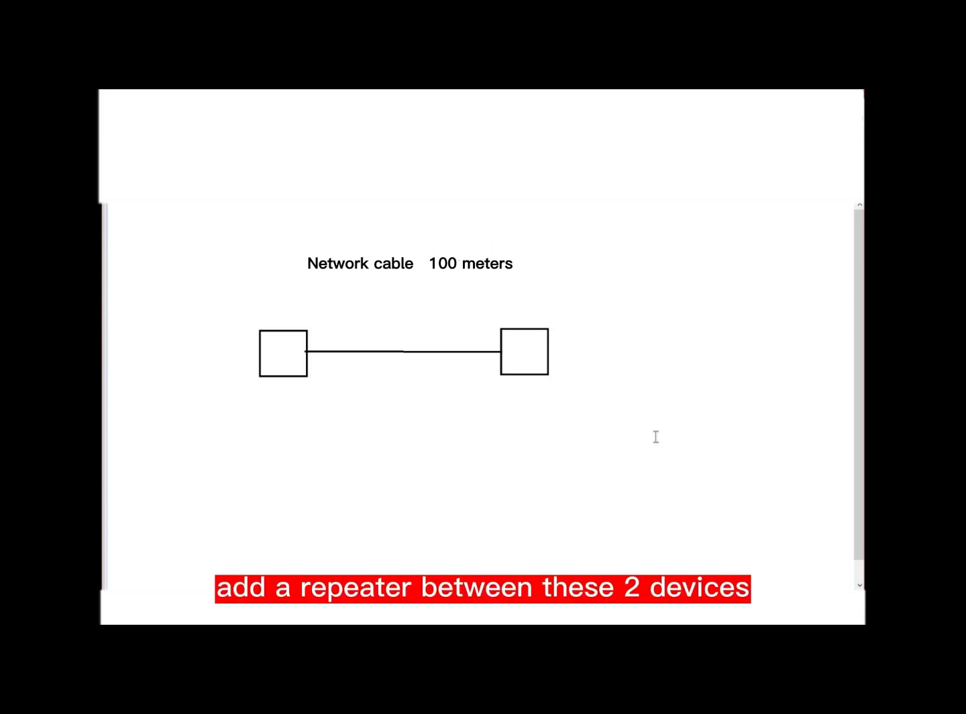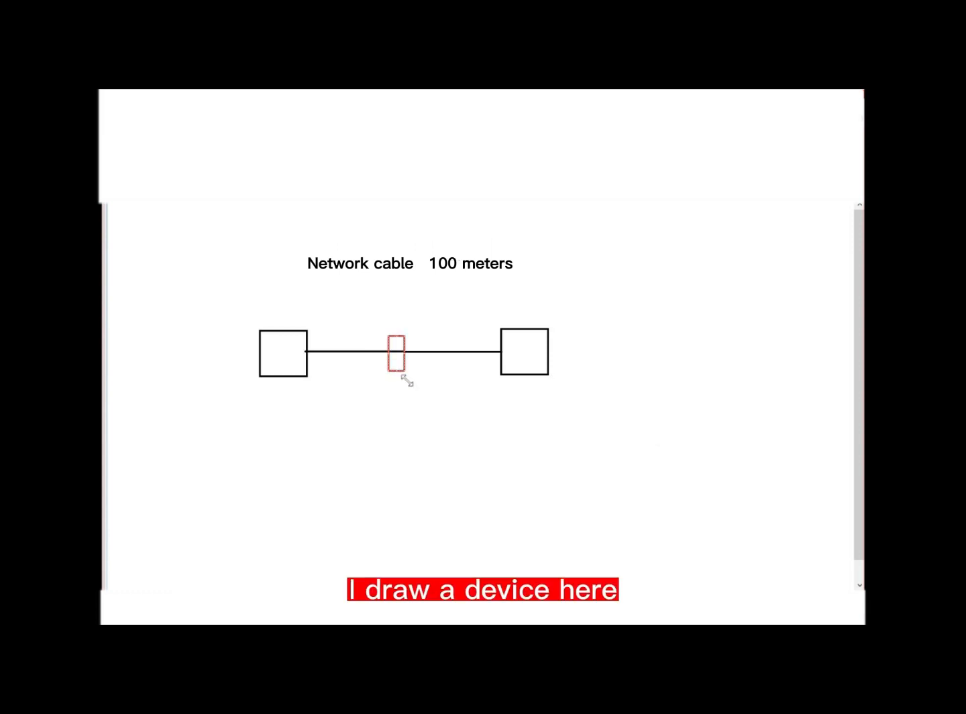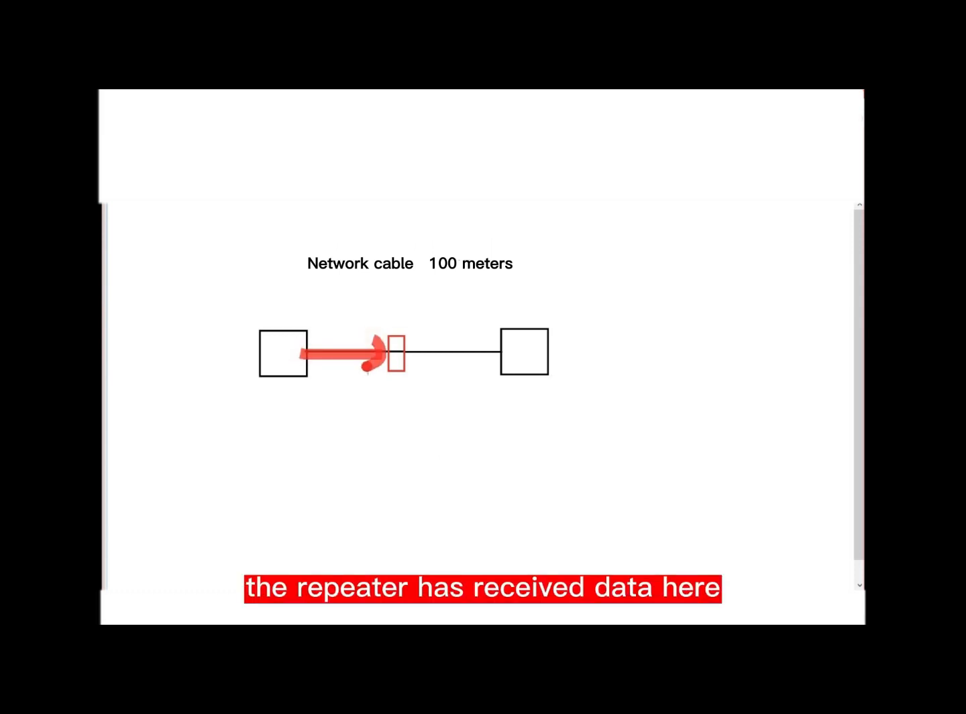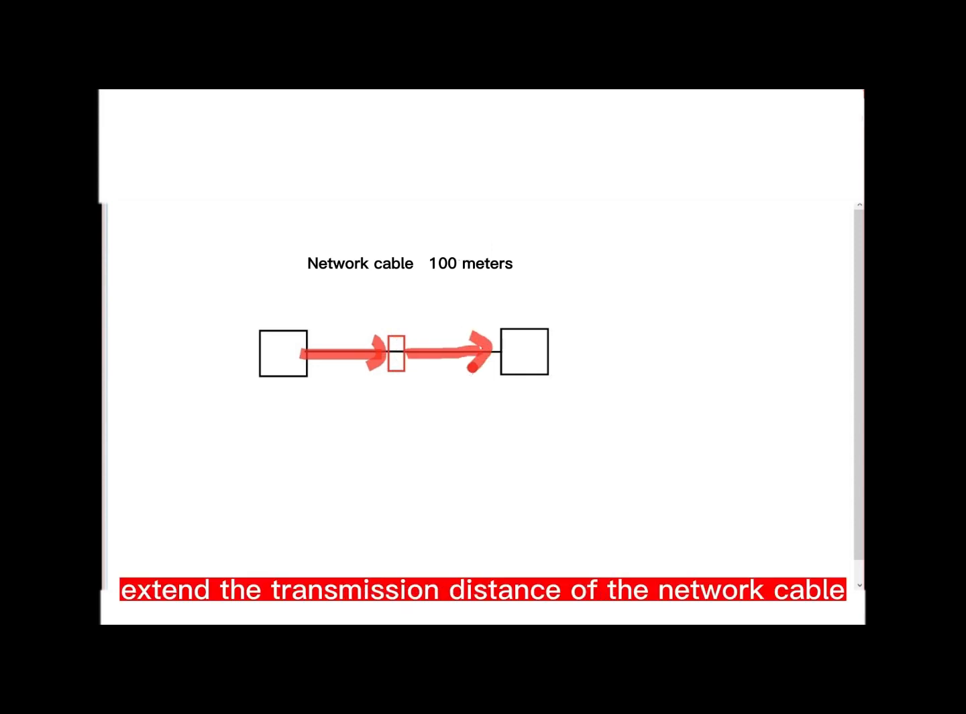Add a repeater between these two devices, just to give it a signal amplification in the middle. I draw a device here. This is the repeater. The repeater can complete the amplification of the data signal. Equivalent to, the repeater has received data here. After receiving, it does an integration, then amplifies the signal and sends the signal again. Then it can extend the transmission distance of the network cable.